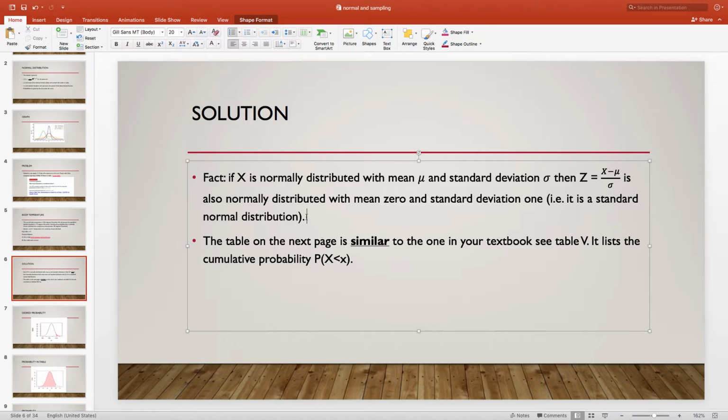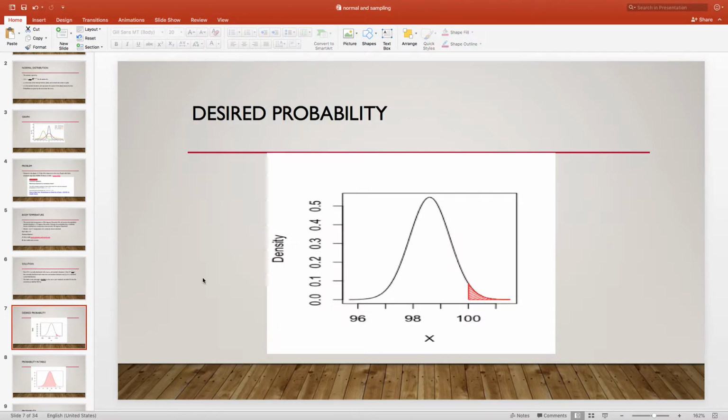Now, what I have listed here are tables that are similar to the ones that are in your textbook. And if you're using the Sullivan textbook, you can see table 5. It lists the cumulative probability, which is this. It's the total probability up to the value of little x here, and little x being that. This is what we aim to calculate.